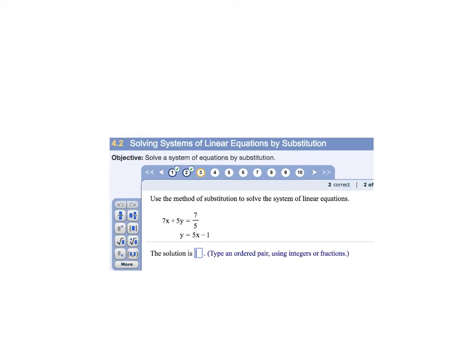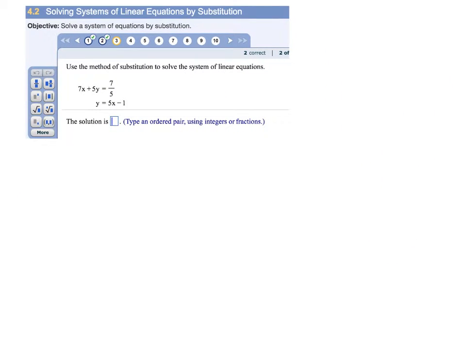So what's different here is we've got fractions, but it's actually not terribly difficult on this one because they've kind of made everything super easy for us. So I'm going to copy the two equations: 7x plus 5y is equal to 7/5. And then I've got y is equal to 5x minus 1.